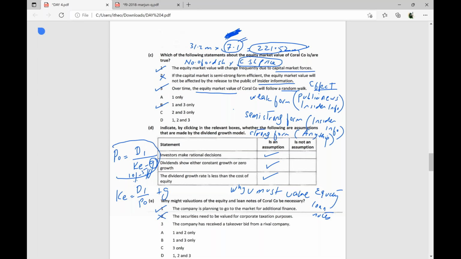The company has received a takeover bid from a rival company. Obviously, if someone wants to acquire you, for that purpose, you need to have a value. So 1 and 3 seem correct. Any questions with respect to the last two MCQs, please ask.